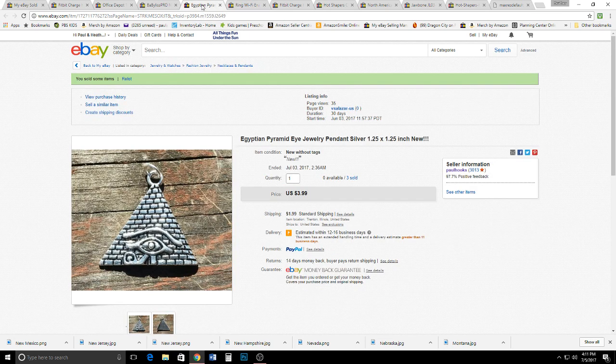My next item, you'll probably wonder, why in the world do I even sell this? And I'll tell you why in a minute. So this is an Egyptian pyramid eye jewelry pendant. All it is is the pendant. It does not come with a chain, but it is brand new.